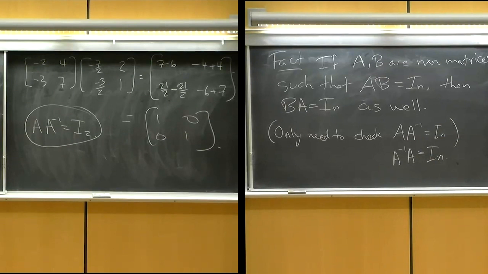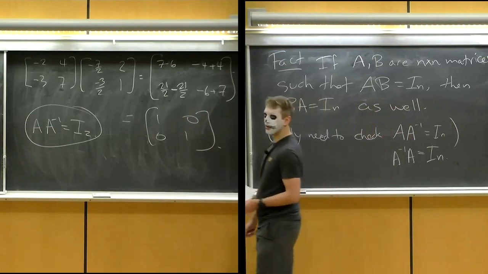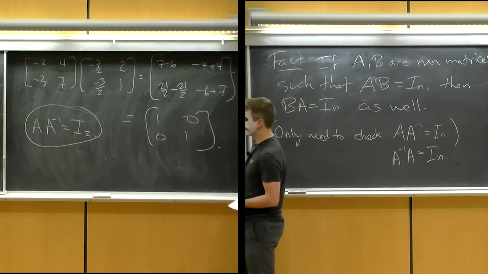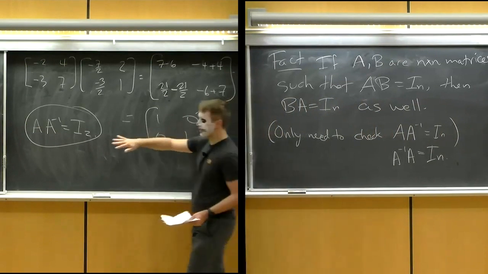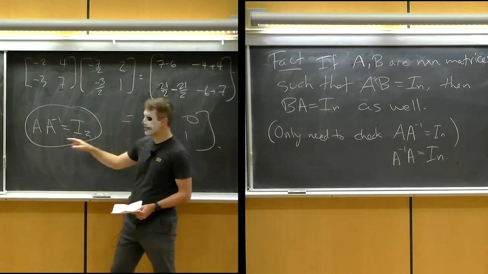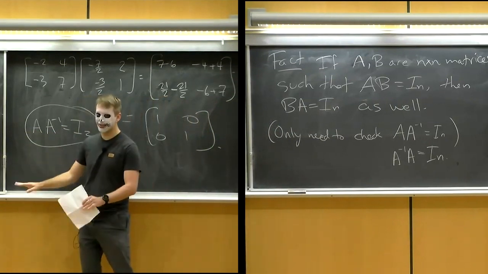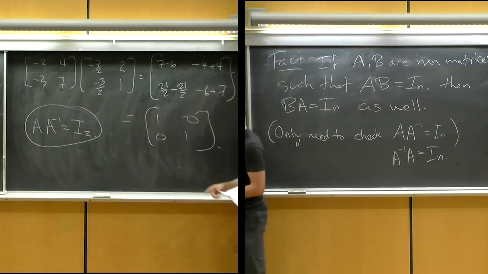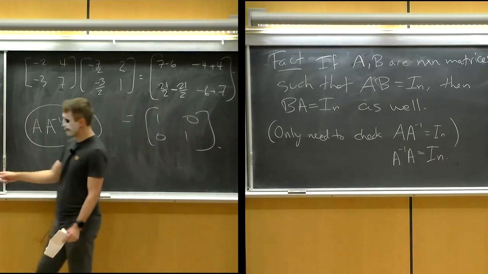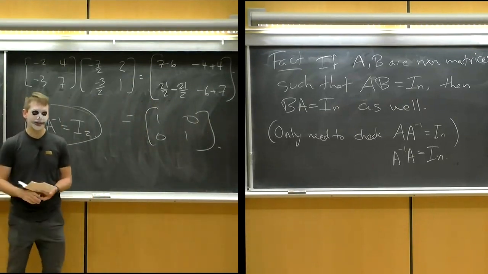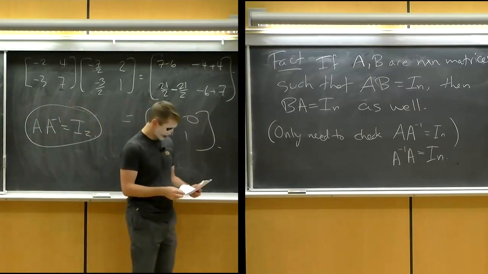Yeah, exactly. And also in this one, we did these two different calculations. It turns out we didn't have to do them both. Once we saw this one, we could just say, okay, it's the inverse. We don't have to do this one as well. But you're right. If this one didn't come out as the identity, then the other one can't either. So it's not the inverse.